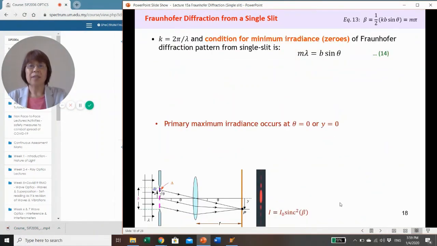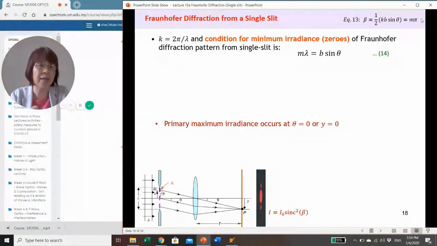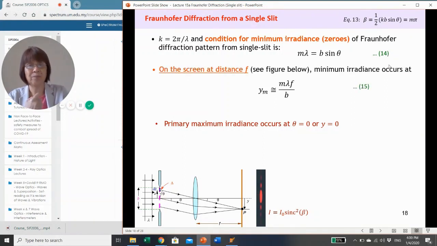Now, k we know is 2 pi over lambda. That is the propagation constant. So the condition for minimum irradiance for the Fraunhofer diffraction pattern will occur when this is equal to this. Substituting k as 2 pi over lambda, the 2 cancels, pi and pi cancel. So bringing lambda over to this side, you have m lambda equals b sine theta. So you come to this condition.